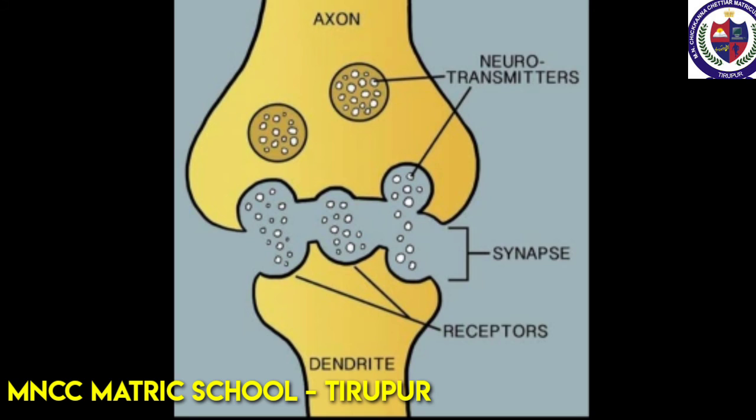Neurotransmitters. Neurotransmitters are the chemicals which allow the transmission of nerve impulse from the axon terminal of one neuron to the dendron of another neuron or to an effector organ. The important neurotransmitter released by neurons is called acetylcholine.